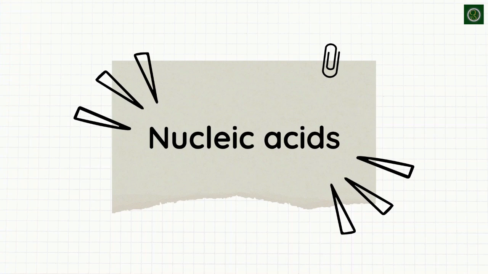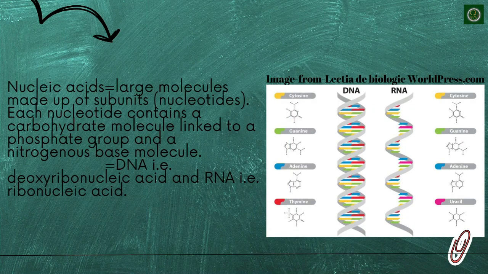Nucleic acids. Nucleic acids are large molecules made up of subunits called nucleotides. Each nucleotide contains a carbohydrate molecule linked to a phosphate group and a nitrogenous base molecule. There are two types of nucleic acids: DNA, the deoxyribonucleic acid, and RNA, the ribonucleic acid.